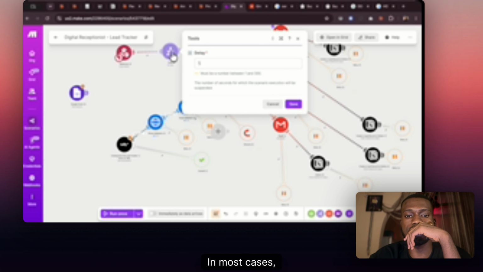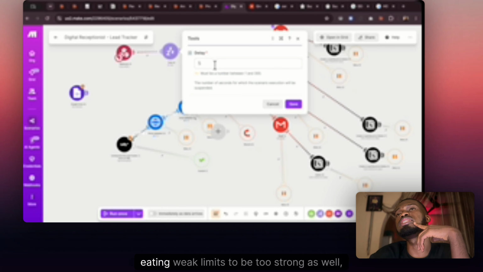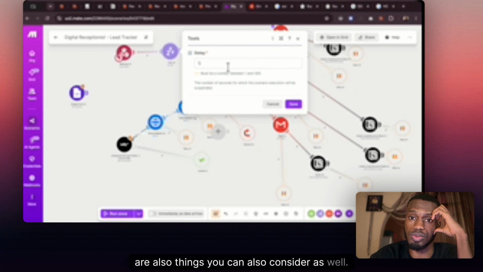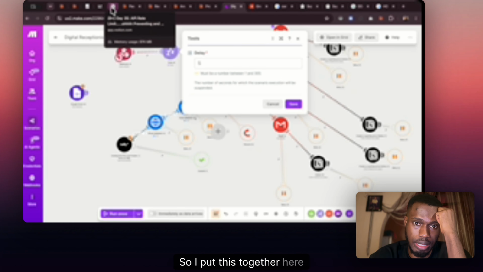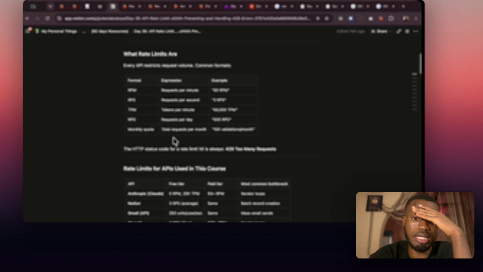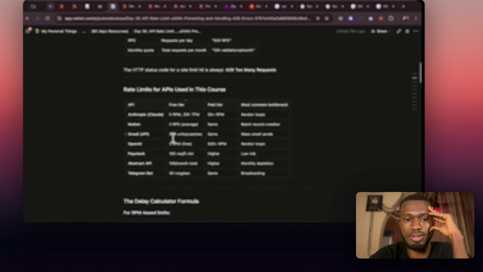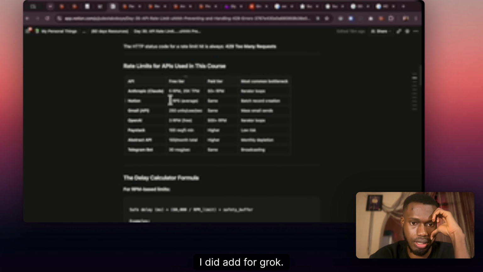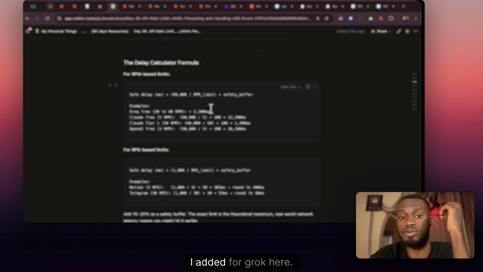In most cases, if you want to avoid hitting rate limits too hard as well, you can add this, and there are also other things you can consider. So I put this together here for you to understand the rate limits for APIs, and I believe I added Grok. How come it's not here? I did add Grok. Okay, wow, yes, I added Grok here.